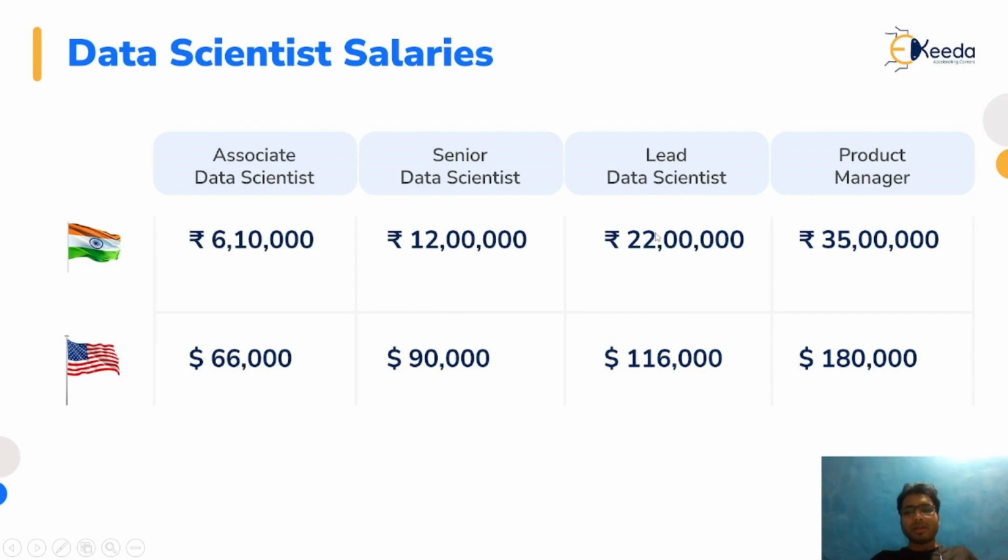Similarly, you can see this for lead data scientist and product manager also. These are the trends, and obviously these are very attractive packages. When we say associate data scientist, you can consider that as a fresher. So as a fresher also in India you can get approximately 6,10,000 rupees. This is very attractive, but more than the package I would say the role and responsibility and challenges which a data scientist faces, that is very good. You will obviously enjoy that journey, so you should see it from that point of view.